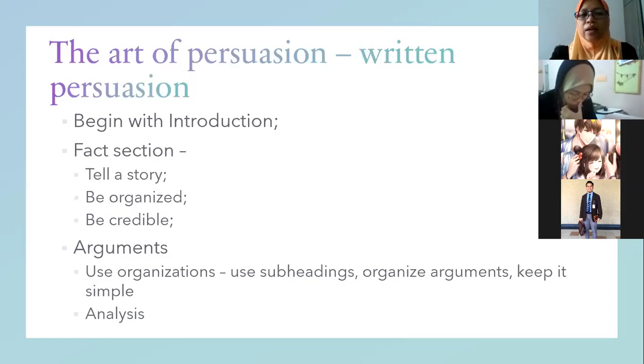And then next is the arguments. Arguments pun use organisation. Okay? When you want to argue about something, dia ada heading dia. Use subheading contohnya. Okay? Again, first thing you want to argue about burden of proof. Use the heading burden of proof. Okay. And then second is elements of possession. Then explain the elements of possession and arguments that you want to put forward. Okay. Then any other arguments after that.